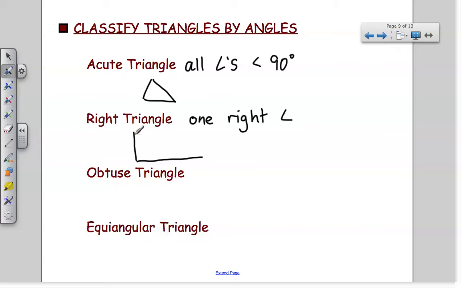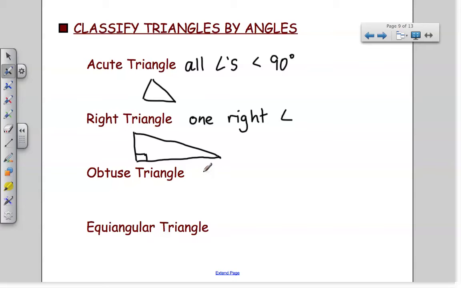Well, we know the angles in a triangle add up to 180, don't they? So could you have 2 right angles? 90 plus 90 is 180. What would the third angle be? Okay, so there can only be 1 right angle in a triangle, otherwise you're over 180. And I mark that as a right angle there.